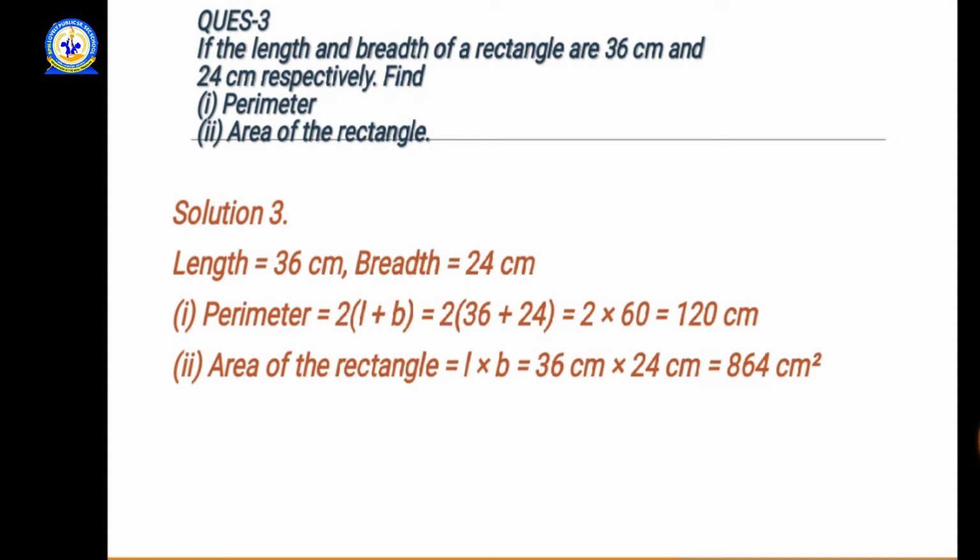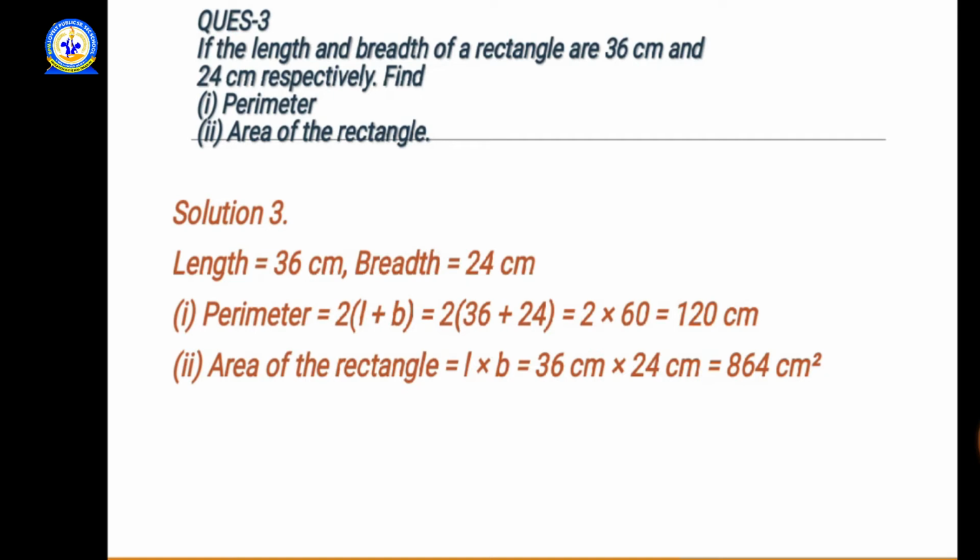So on behalf of L we will write 36, on B we will write 24. First we will solve the bracket: 2 into (36 plus 24). 36 plus 24 is equals to 60, and 60 multiplied by 2 is 120 centimeter. So the perimeter of the rectangle in this question is equals to 120 centimeter.